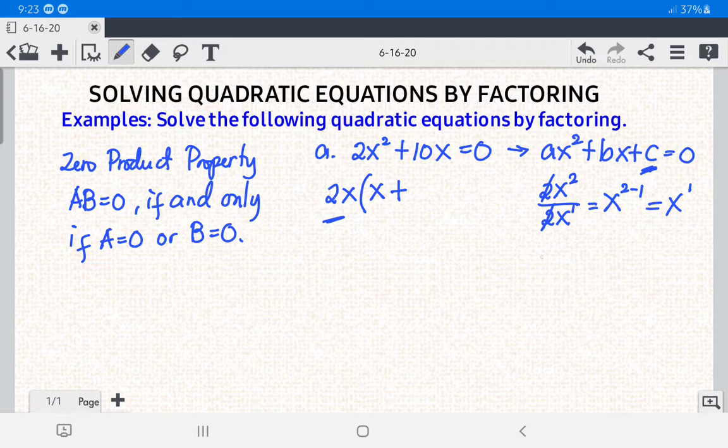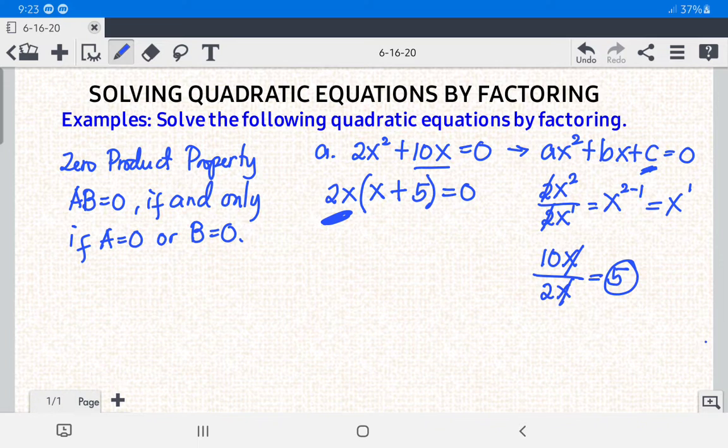Then plus 10x, the second term. You divide it by the common monomial factor, 2x. Now, 10 divided by 2, that is 5. Then you cancel the x variable. So, we have x plus 5 equals 0.